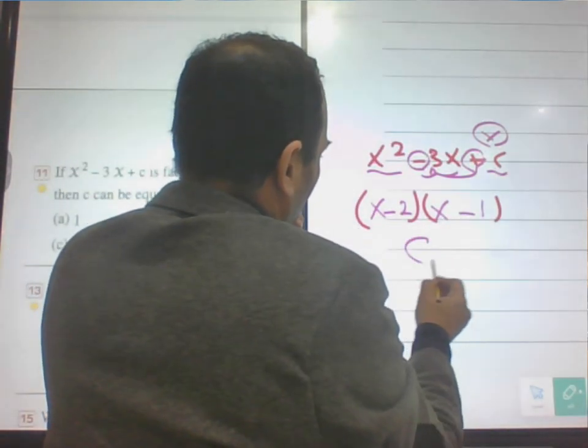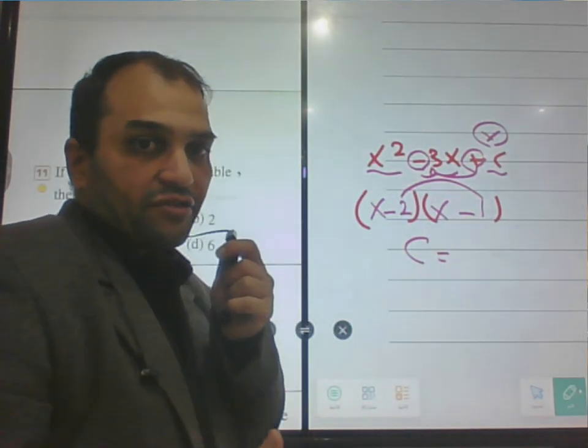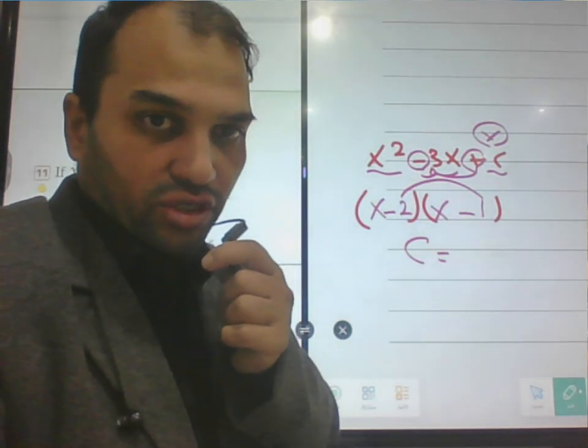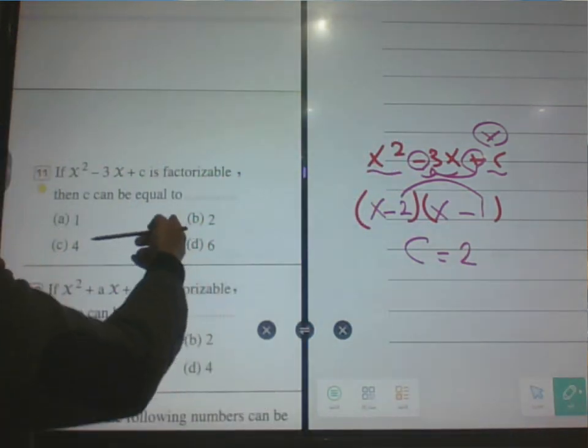See here refers to the product between second by second extremes. -2 times -1, it will be +2. Then the value of C here equal to 2. Okay, my students, choose letter B.